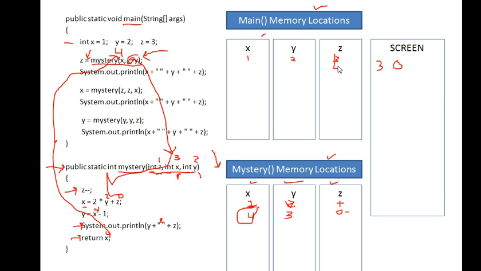in the main method. Now it says print out x, y, and z. Well, the value of x is up here. It's in the main method. It's 1. And then a space, and then y, which is 2. And then a space, and then z, which is 4.